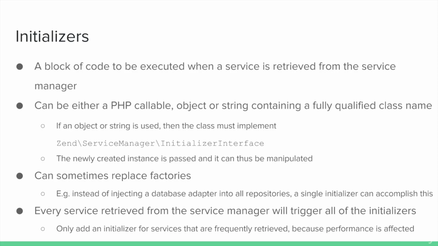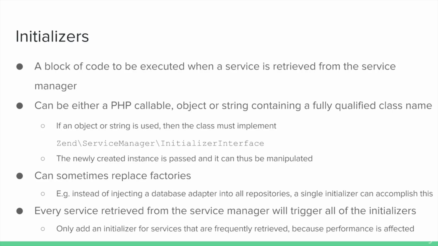This can sometimes replace factories. For instance, instead of injecting a database adapter into all of our database repositories, we might have a single initializer that can accomplish this, such that we don't have to write a factory for all of our repositories. We can just write a single initializer which checks that our service implements a given interface. And if it does, we can inject a database adapter into the object.